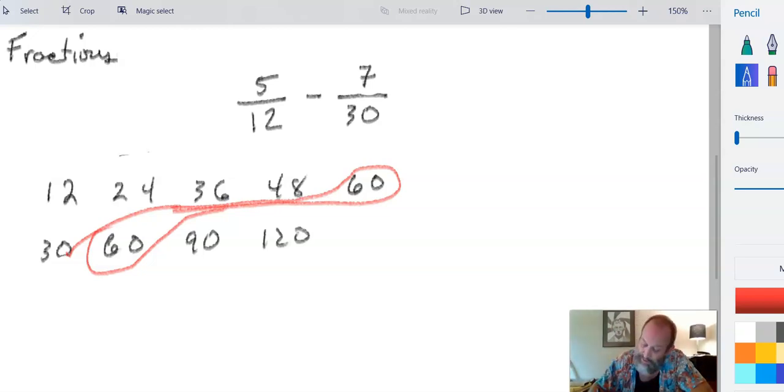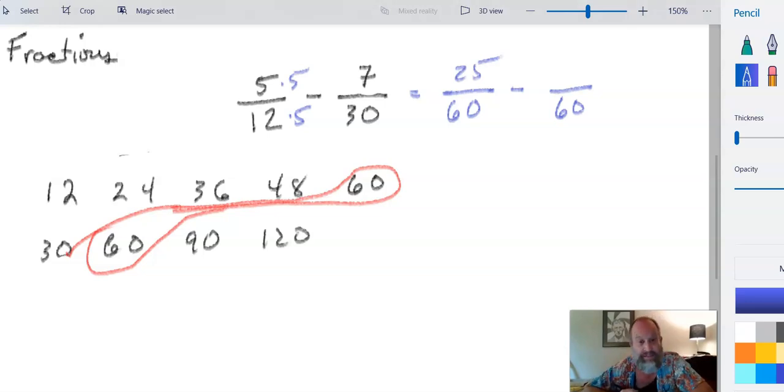So now that we know we have a common denominator of 60, we're going to rewrite both fractions with a denominator of 60. So to go from 12 to 60, if you wrote these things down in order, you can actually just count it out. 1, 2, 3, 4, 5, so it's 12 times 5. So that's times 5, which means I have to do it there too. So that's 25 out of 60.